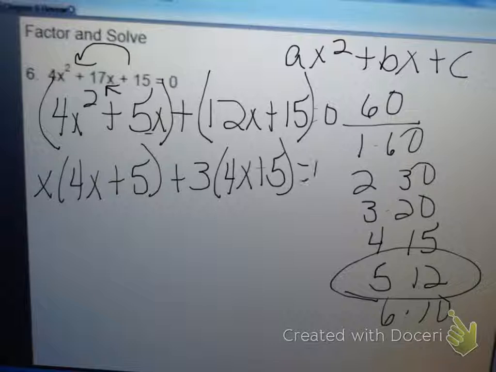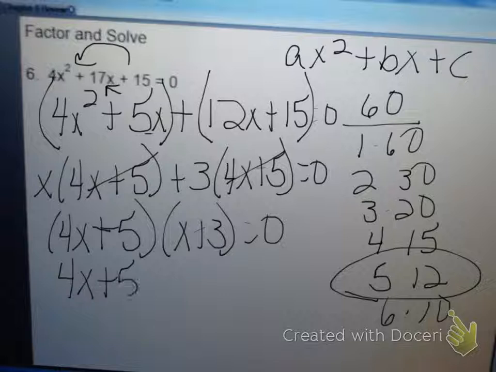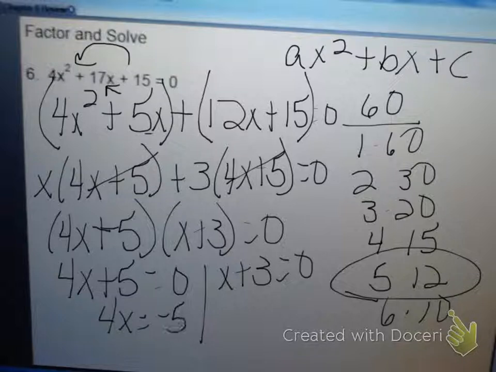And just keep bringing down the equal 0. Now I'm going to factor out a 4x plus 5 and get x plus 3. Put each one equal to 0. Subtract 5. So x is equal to negative 5/4 and x is equal to negative 3.